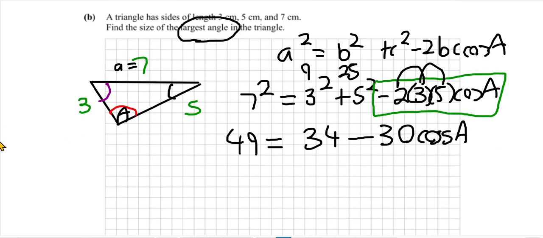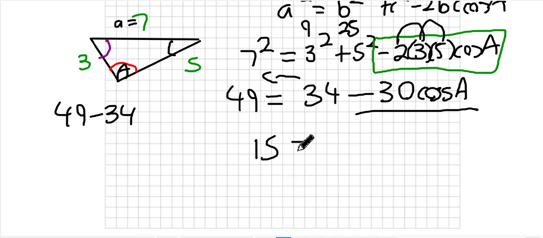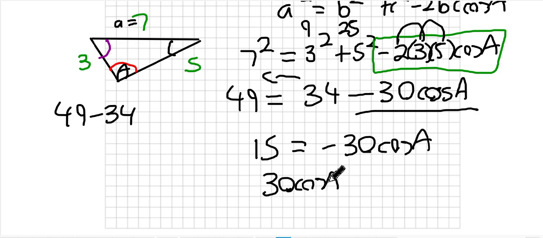Now, what we're going to do is we're going to try and get the cos A on its own. So what happens to 34? And that turns into 49 take away 34? 15, alright. And then we use what's called the magic wand, don't we? What is the magic wand again? Anything that's positive becomes negative, and anything that's negative becomes positive. So 30 cos A equals minus 15.